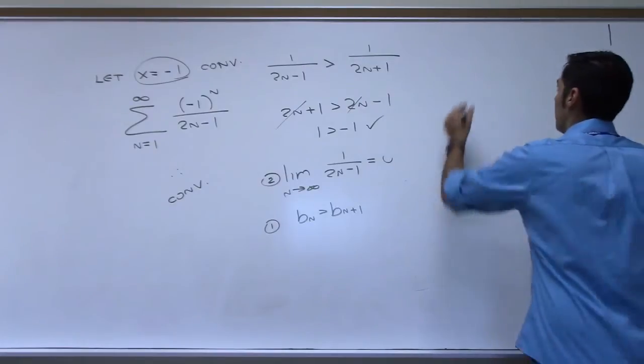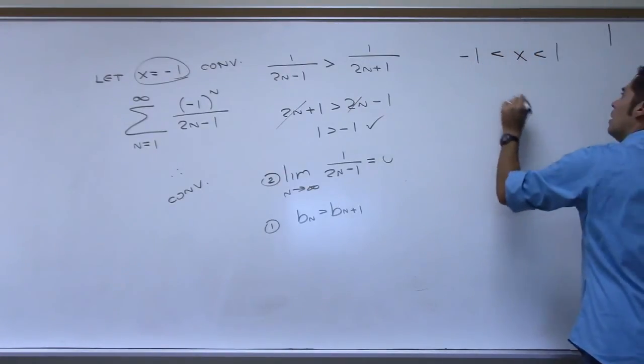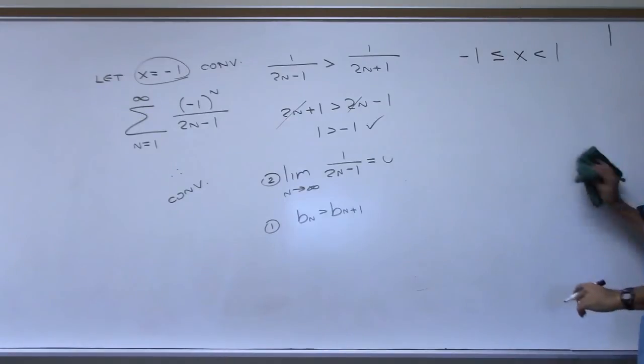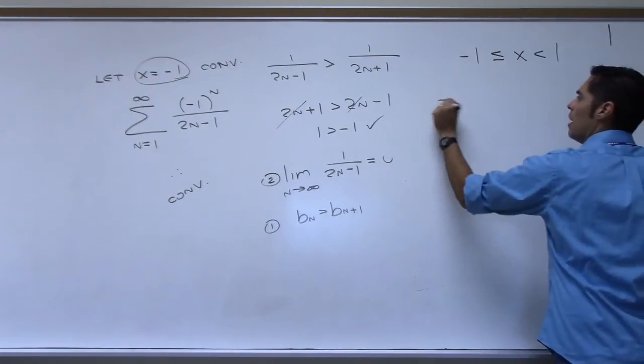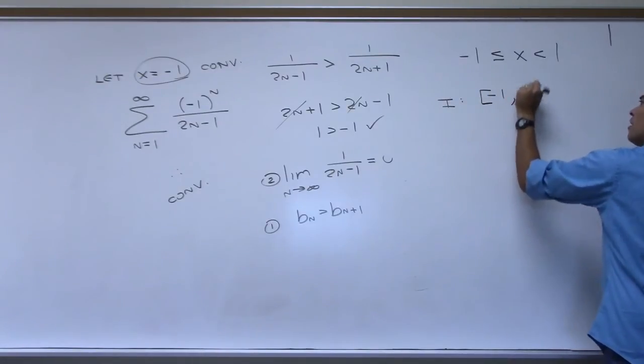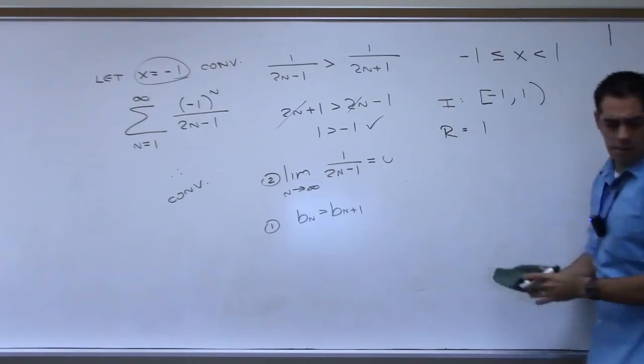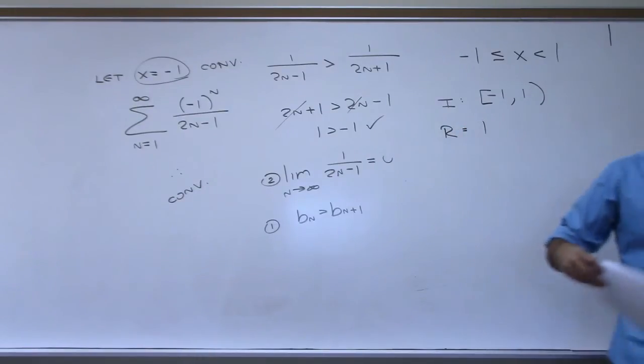So that means, I erased it, negative 1 less than x less than 1. I do want it to be negative 1. So my interval is going to be the closed end at negative 1, and then the open end over here. My radius of convergence was 1. All right, that was number 5.